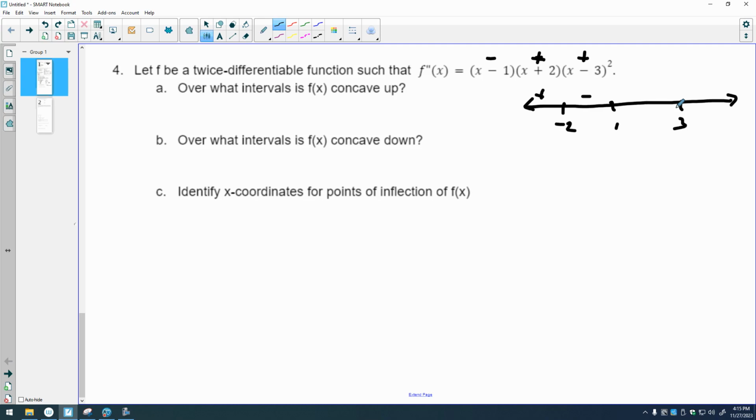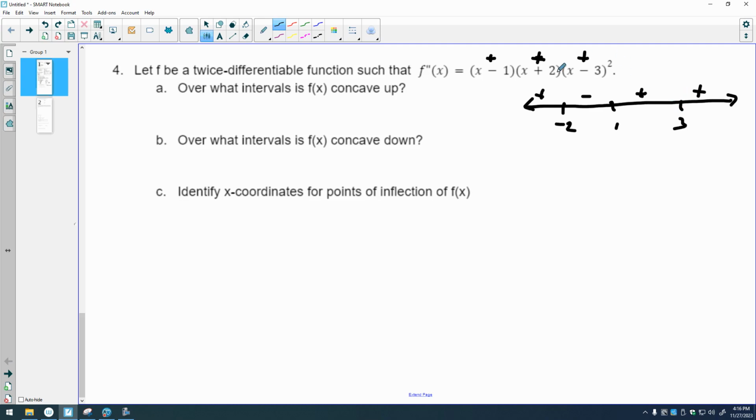Plug in something between 1 and 3. I think this should be positive. So if I plug in something like 2, 2 minus 1 is positive, 2 plus 2 is positive, 2 minus 3 squared always is positive. Something bigger than 3, like 4: positive, positive, positive. Notice it does not change signs at 3.